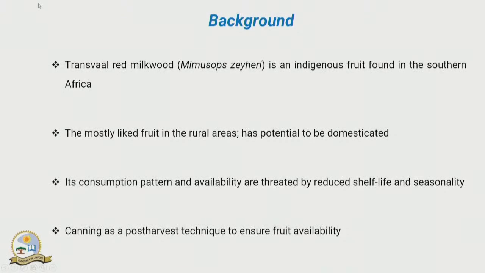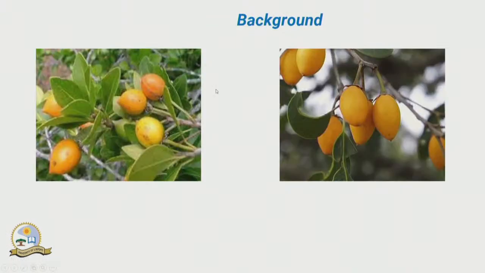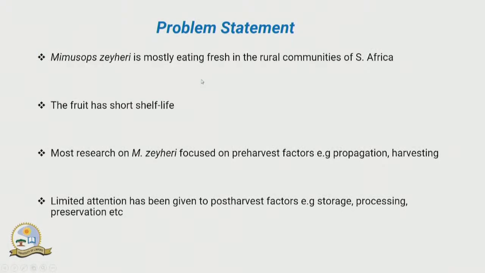the freshness. The canning technique is an effective method because of the brine, or so-called syrup, that is normally used. It reduces microbial contaminants and maintains the freshness of the fruit. So this is the fruit I'm referring to, Mimusops zeyheri. Like I said, the crop is mostly liked and eaten fresh. Because of the reduced shelf life, due to the respiration rate, this presents a challenge in making sure that the fruit is available probably throughout the year.